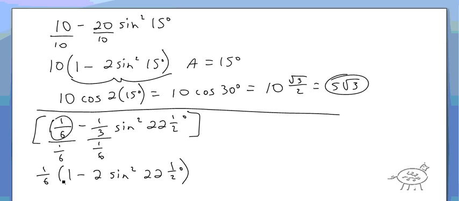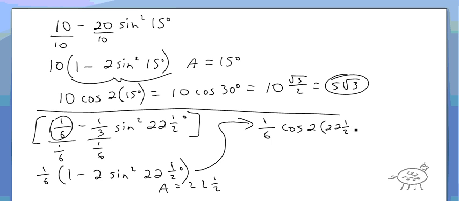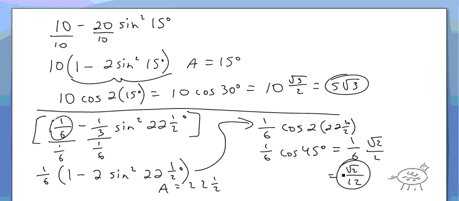Now I definitely recognize that as a double angle for cosine. So that's equal to 1/6, my value of a is 22.5, and it's going to be 1/6 times cosine of 2 times 22.5. That's 1/6 times cosine of 45 degrees, which is equal to 1/6 times root 2 over 2, which equals root 2 over 12. And that's the answer to that problem.